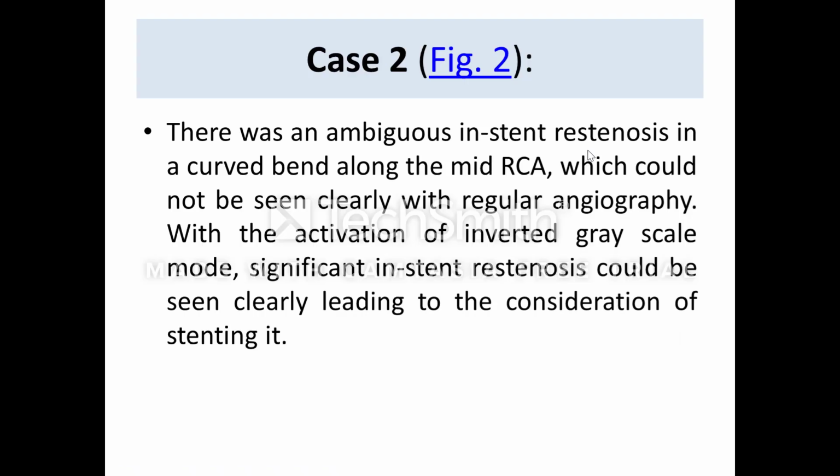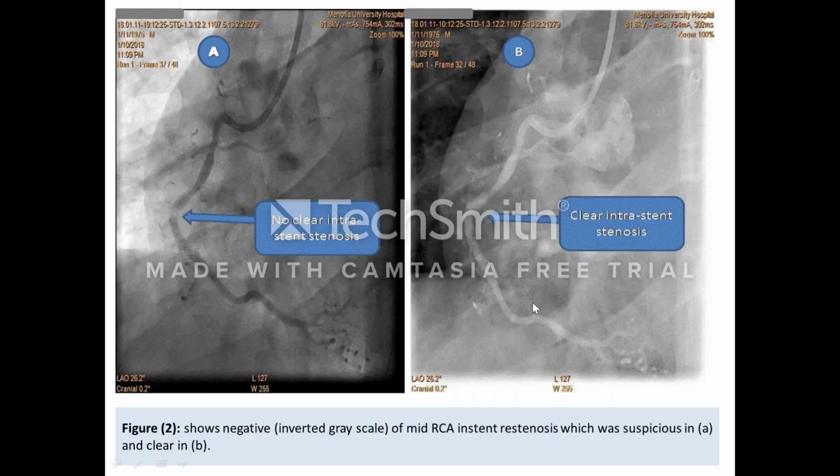The second case is case 2, where there was an ambiguous in-stent restenosis in a curved bend along the mid-RCA, which couldn't be seen clearly with regular angiography. With the activation of the inverted grayscale mode, significant in-stent restenosis could be seen clearly, leading to the consideration of stenting it. As we see here, this is the regular angiography. There is a debatable lesion here. When I shift to the inverted grayscale, as you see here, it is so clear that there is intra-stent stenosis.